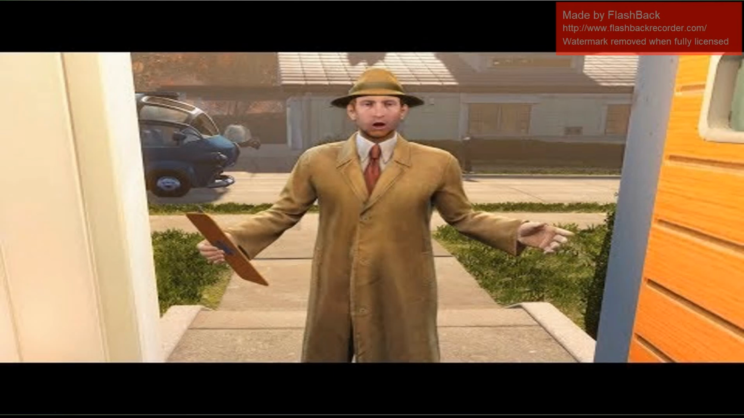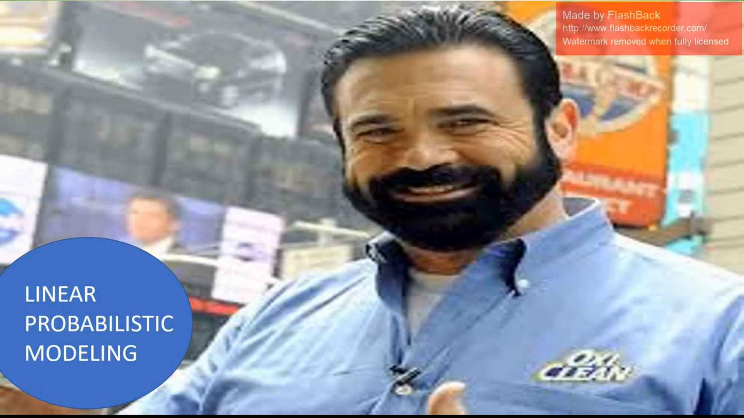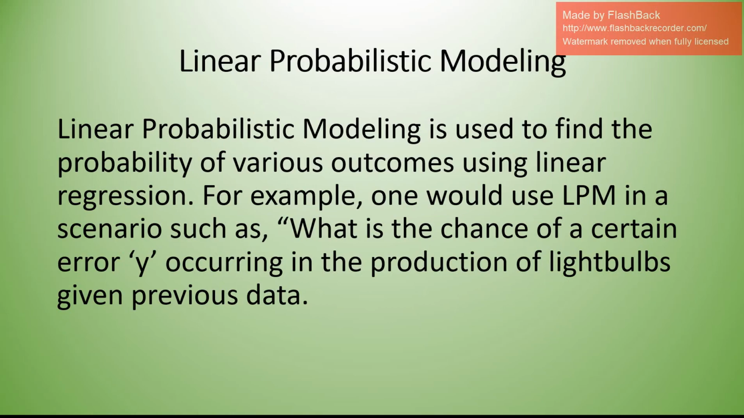Have you ever wanted to compare two variables to see how they relate to one another? Well, today is your lucky day. Paul Hendrickson here to teach you all about linear probabilistic modeling. This model is used to find the probability of various outcomes using linear regression. For example, one would use this model in a scenario such as what is the chance of a certain error y occurring in the production of light bulbs given previous data.